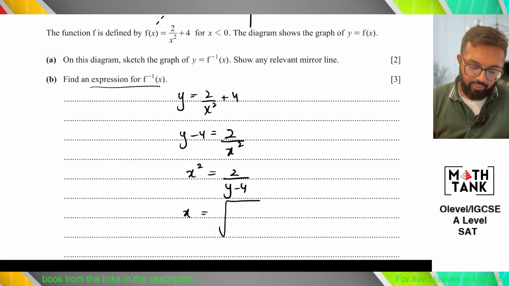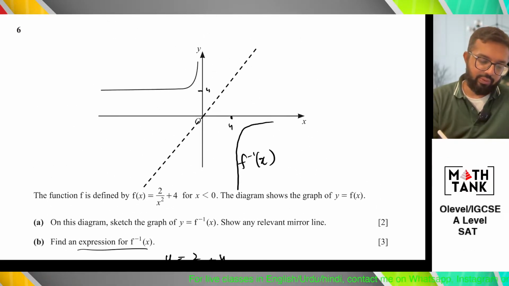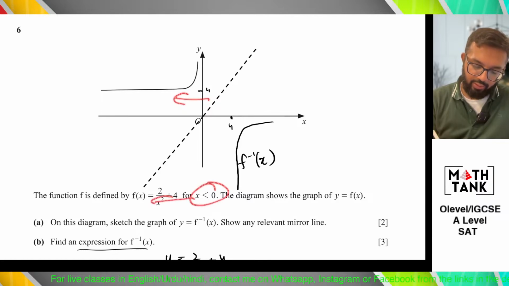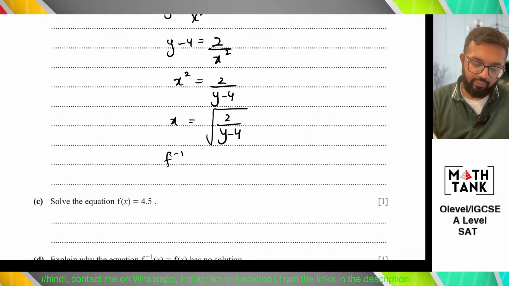When you put a root, you get both a plus and a minus. You need to decide at this point whether you need a plus or a minus. You notice this curve, it's to the left hand side. The domain is also pointing towards the left. That means that you're going to have a negative outside.